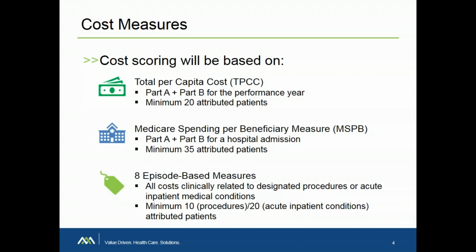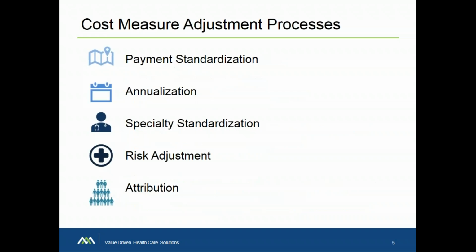And then the final kind of category we're looking at is the 8 episode-based measures. So these are costs associated to a designated procedure or acute inpatient medical condition. Those costs are only surrounding that specific episode. And in order to be scored on this, a clinician or group must have a minimum of 10 attributed patients if it's a procedure-based episode, or a minimum of 20 patients for an acute inpatient condition. Next slide.